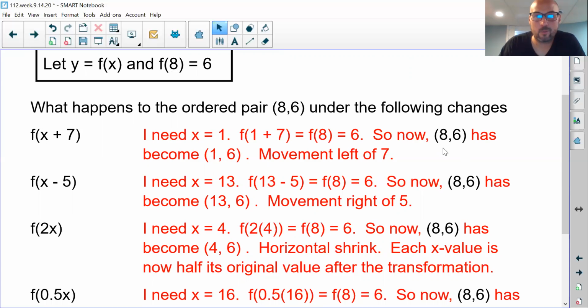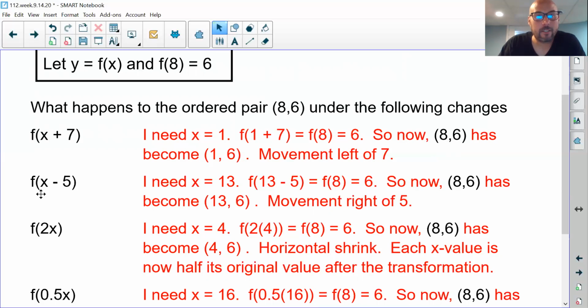Now, what's the difference between 8, 6 and 1, 6? Imagine in your head 8, 6 as an ordered pair, and then 1, 6. The difference is that it moved to the left 7. 1, 6 is just 7 units to the left from 8, 6.